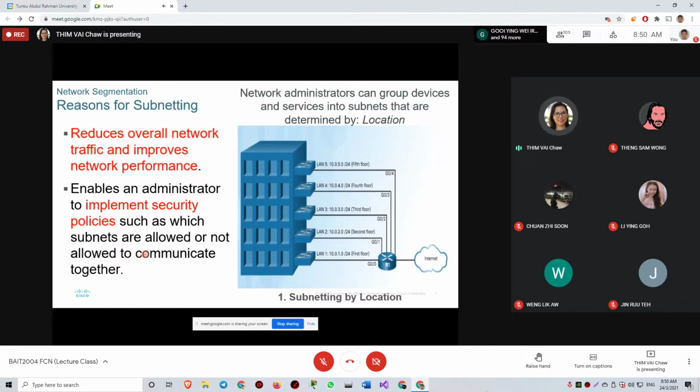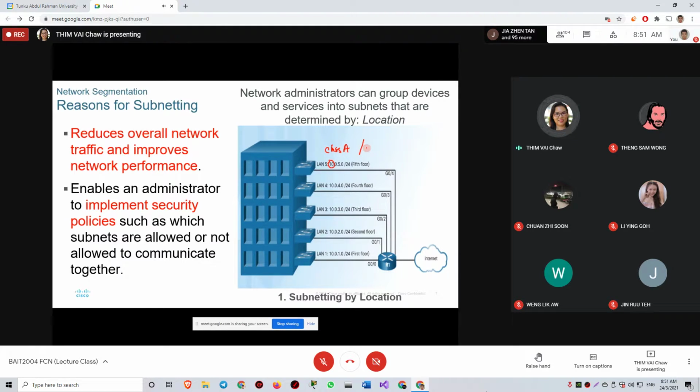So therefore, we cannot just join all the devices into one network, because you need to determine the reason why you need to do subnetting. Now, as a network administrator, you can group devices or services into subnets according to location. For example, over here, subnet by location, like this particular building. There is a first floor, second floor, third floor, fourth and fifth floor over here. And now he is using this number. This is a Class A.